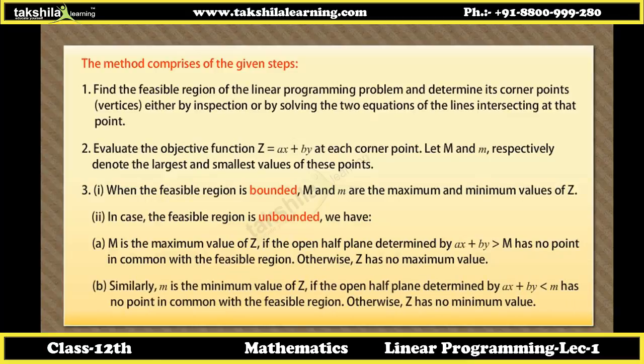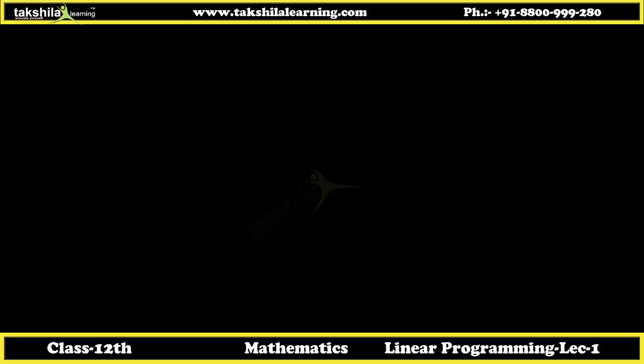b. Similarly, m is the minimum value of Z if the open half plane determined by ax + by < m has no point in common with the feasible region. Otherwise, Z has no minimum value.